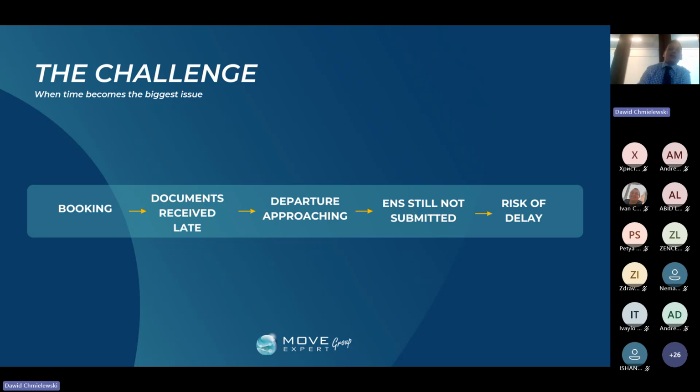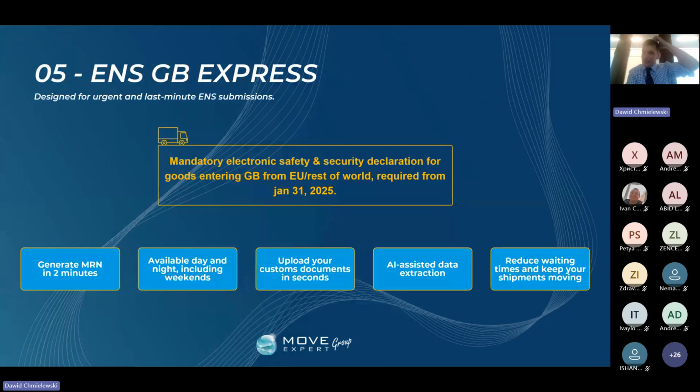And finally, the incentives or benefits of ENS GB Express, which is generate MRN in 2 minutes. At the moment, if you use our staff, it should be between 10 and 15 minutes, if I remember correctly. Available day and night, including weekends. You can upload your customs documents. AI will extract the data, and that will reduce waiting times and provide you with the service.